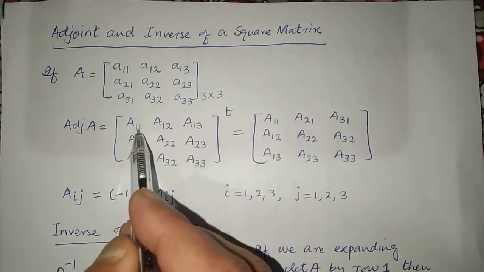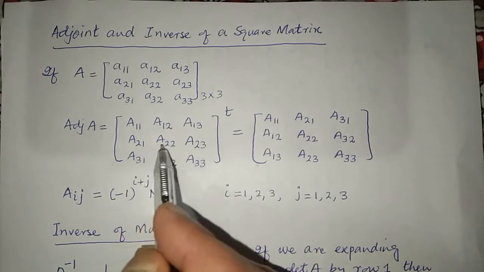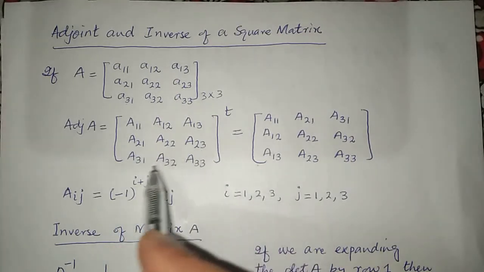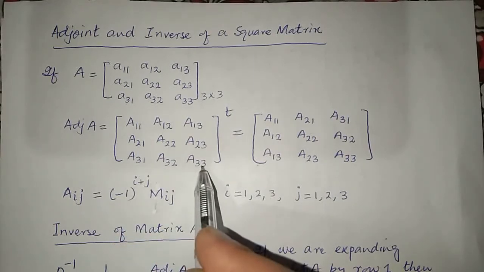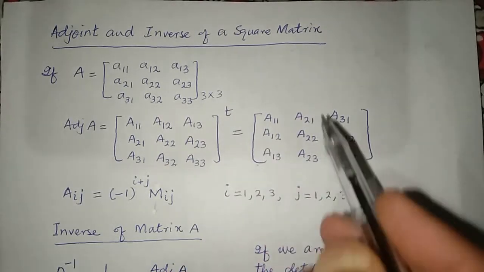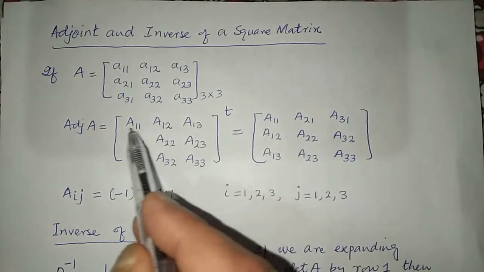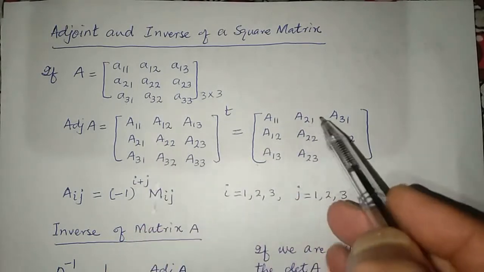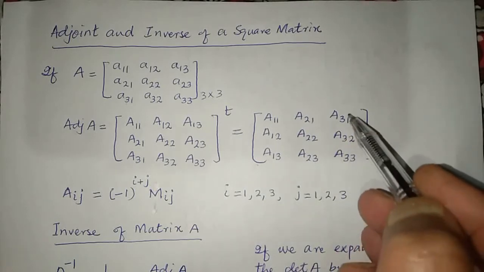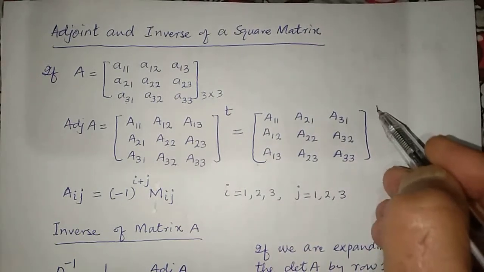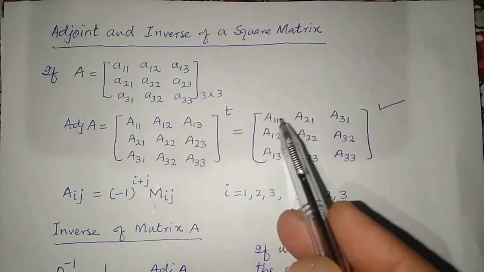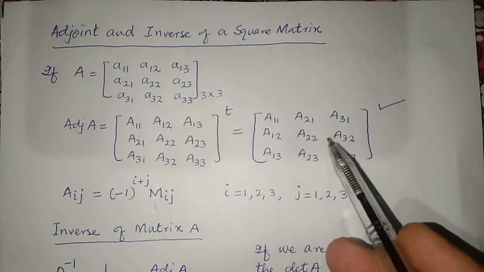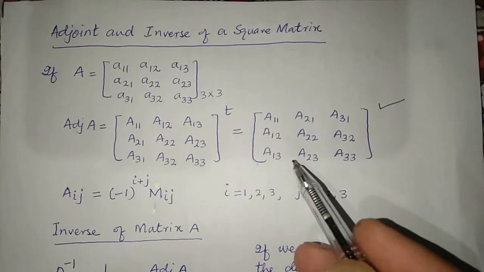In the first row, cofactors A11, A12, A13, in the second row A21, A22, A23, and in the third row A31, A32, A33. And then we will take the transpose. After taking the transpose, the first row will be changed into the first column, the second row into the second column, and similarly the third row into the third column. This matrix is basically the adjoint matrix. How we can find the cofactors, I have explained in the previous video.